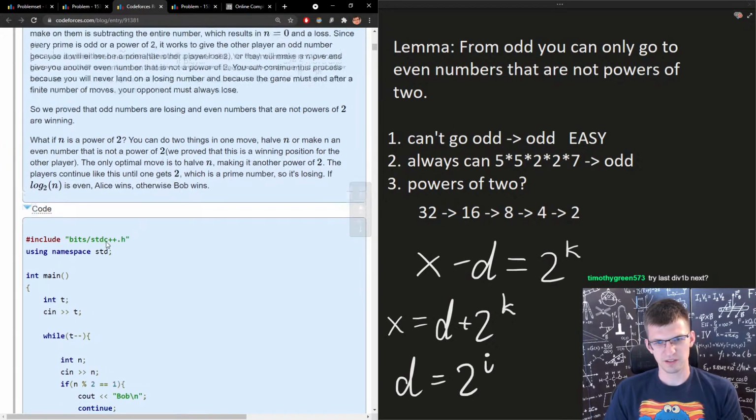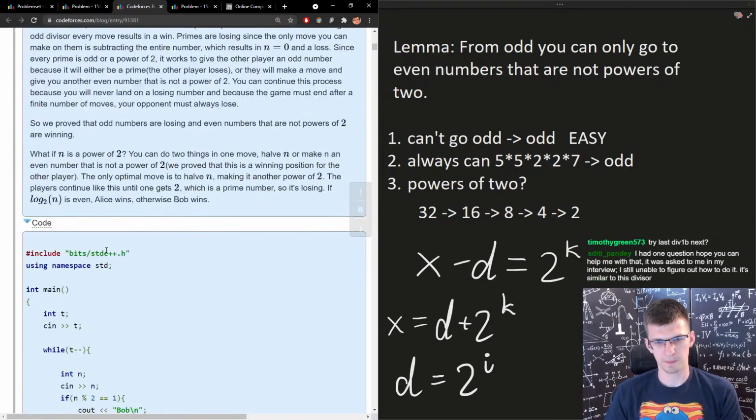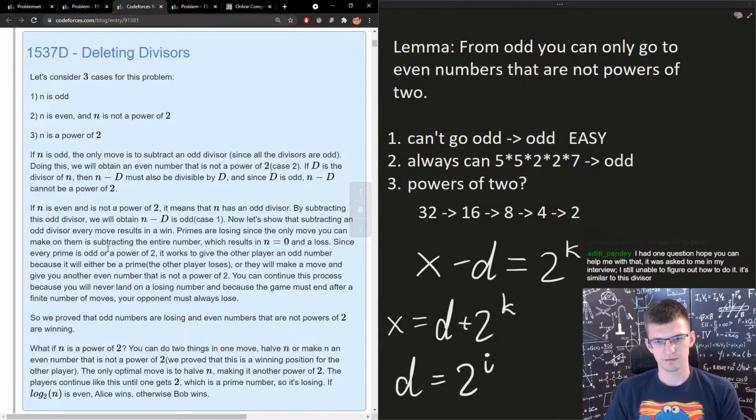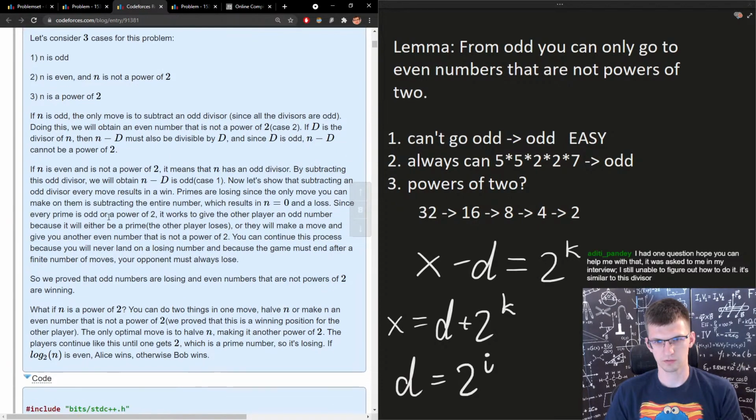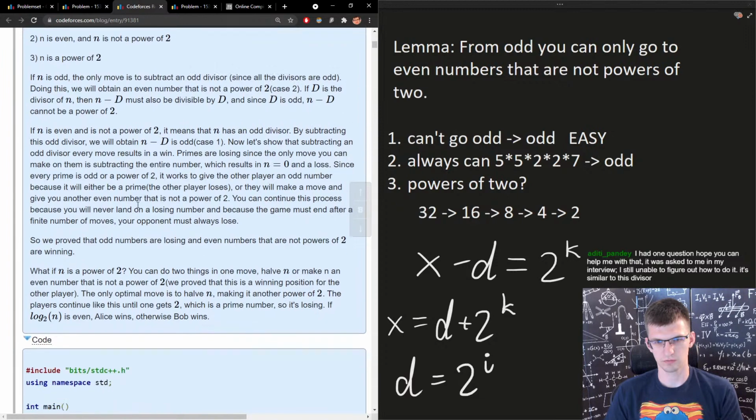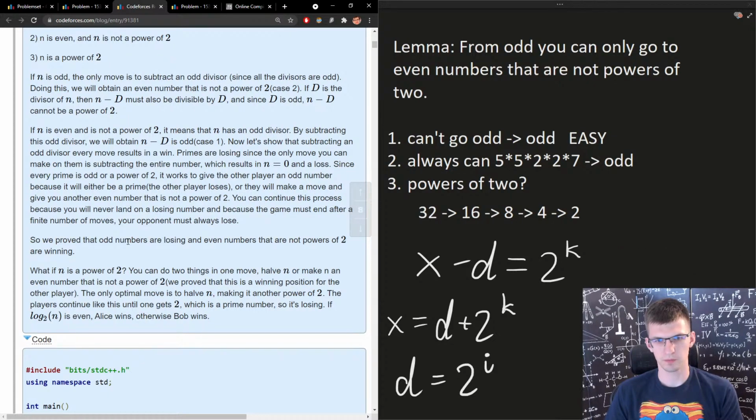Trailers Division 1-B next? Maybe. If n is odd, subtract an odd divisor. If even, we prove that odd numbers are losing. How?